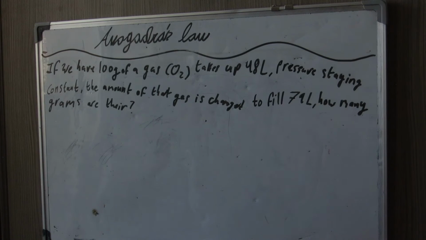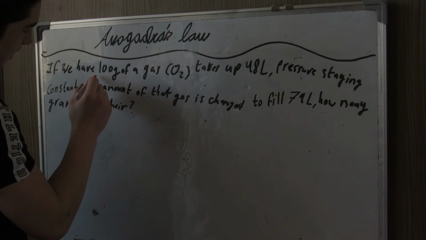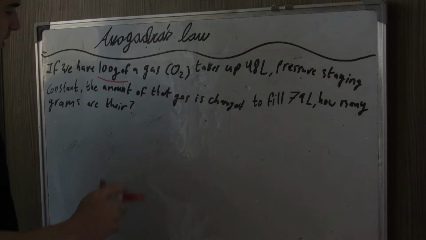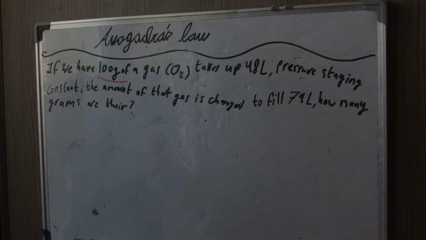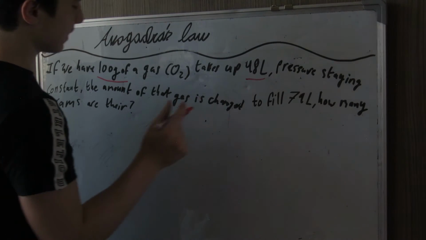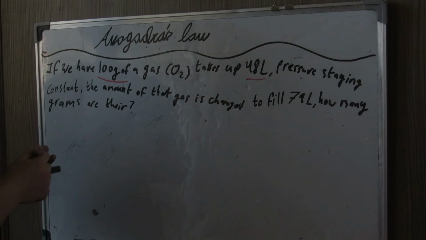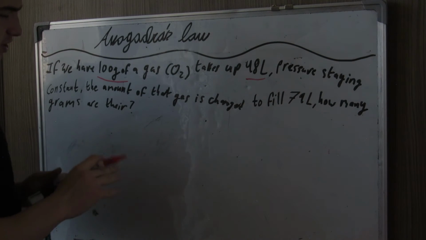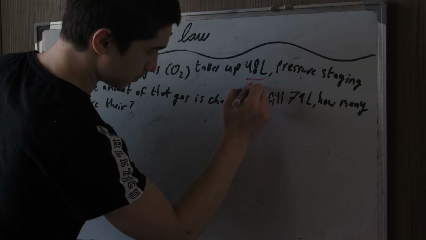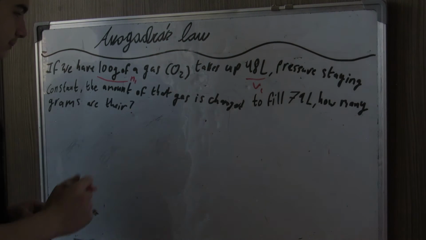It says that if we have 100 grams of gas, O2, so the first thing we're saying is that we started with 100 grams of oxygen, O2, and it takes up 48 liters. So they're saying that the 100 grams are taking up 48 liters of space. That means we understood from that that this is the V1 and this is the N1.